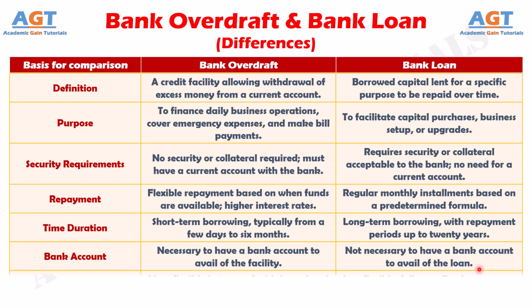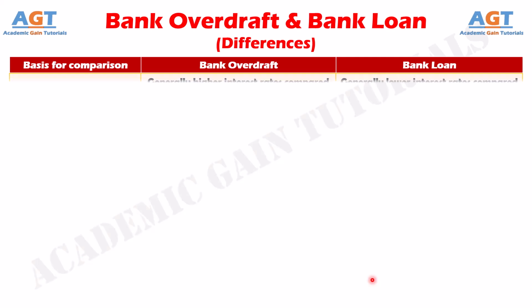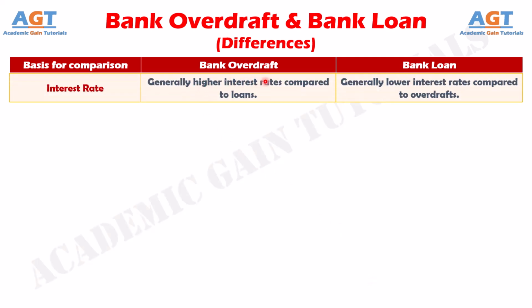Number 7. Bank overdrafts offer more flexibility in terms of withdrawal and repayment, whereas bank loans follow a fixed repayment schedule and are less flexible. Number 8. Interest rates for bank overdrafts are generally higher compared to bank loans, whereas interest rates for bank loans are generally lower compared to overdrafts.